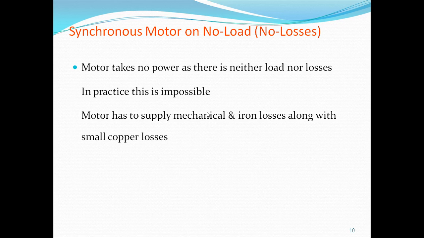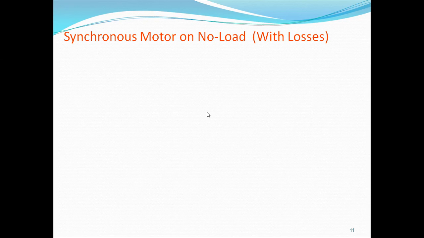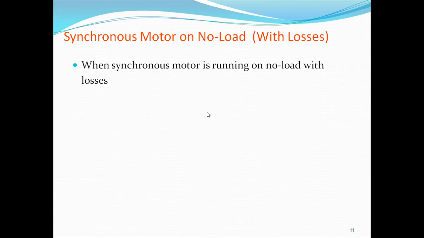But the motor has to supply mechanical, iron losses along with small copper losses. So practically every motor has losses. Previously it was shown that when Eb is equal to V, there are no iron and mechanical losses or core losses. At that time Eb is equal to V and the armature current is 0. But practically every motor has losses.